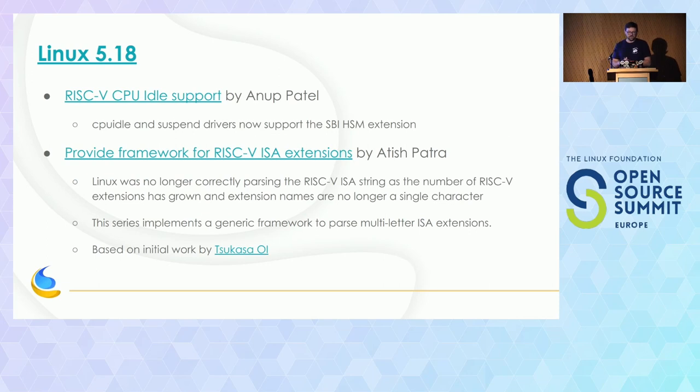There's also in Linux 5.18 support for CPU idle. So using that hart state management in OpenSBI, we can tell different harts to stop and start and suspend. So that's tied into the CPU idle framework. One of the things that was interesting is along the way, as we added extensions, our ability to tell Linux what extensions we have kind of fell apart. So those long strings of letters were not quite being parsed correctly by Linux. So as of 5.18, it now understands those ISA strings again. So all those little letters that I was showing you in the beginning.